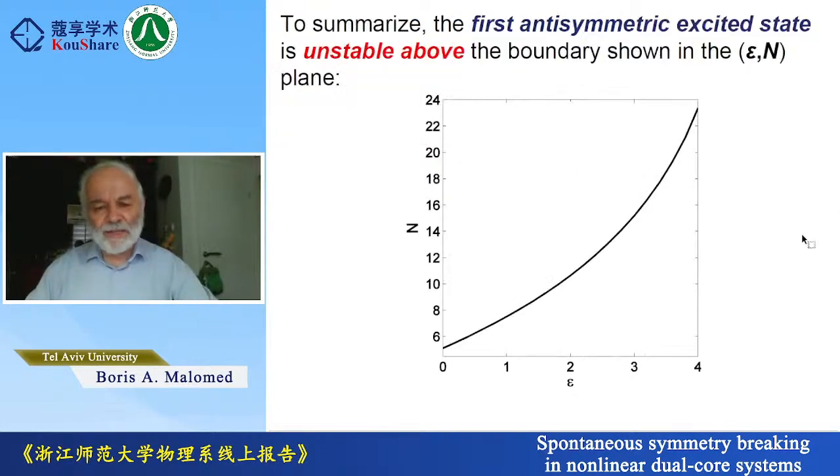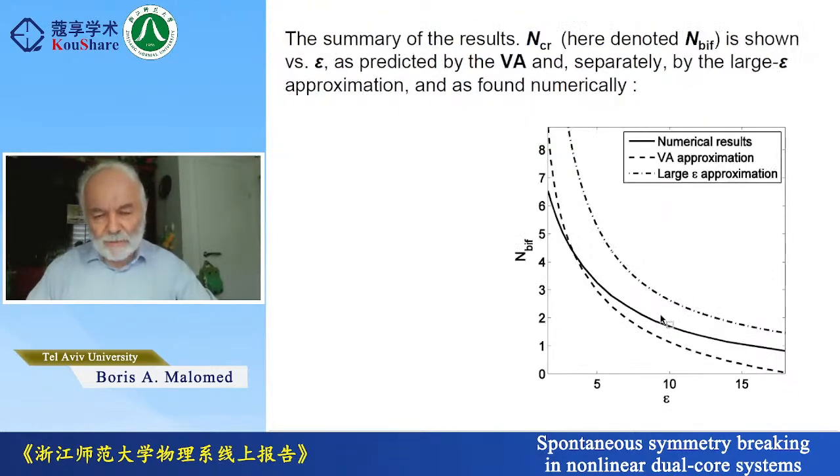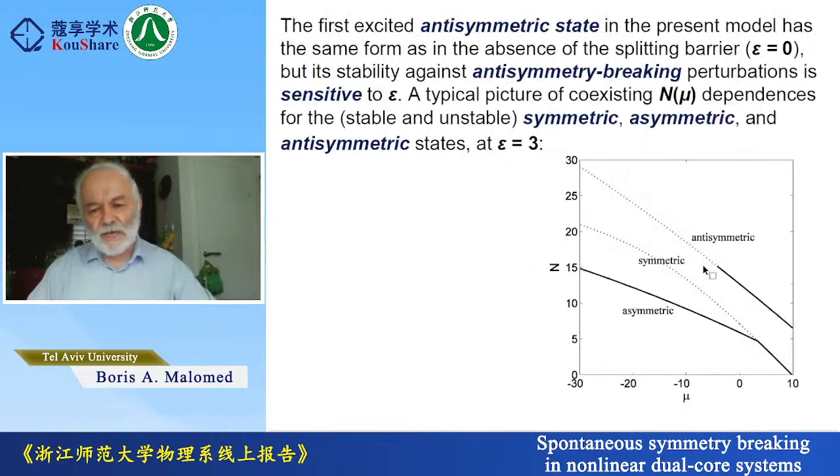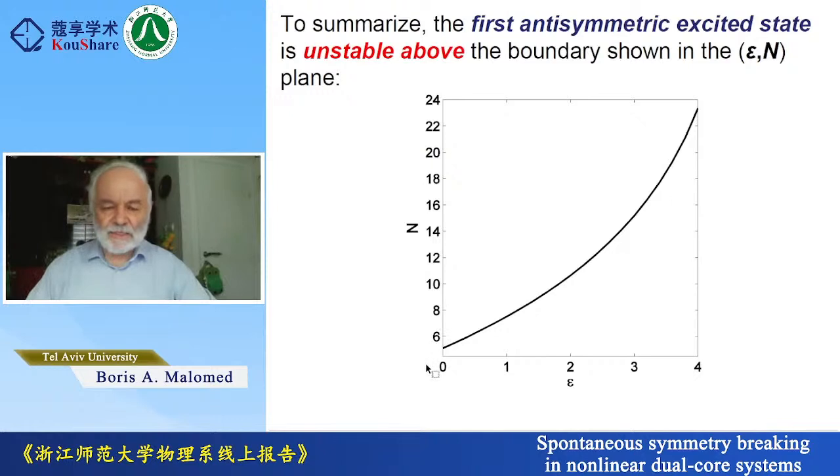Okay, and finally, the last illustration of this particular model is the summary of the results. We already discussed the summary of the results for the stability and instability of the ground state, but now we also may produce a similar picture which summarizes the results of the analysis of the stability for the first excited state, the antisymmetric state. The picture is very simple. This is a curve in the plane of the control parameter epsilon, which is the strength, as I said many times, of the central splitting potential barrier, and the total norm.